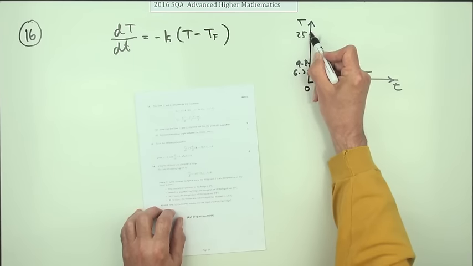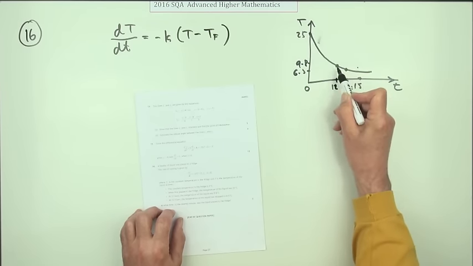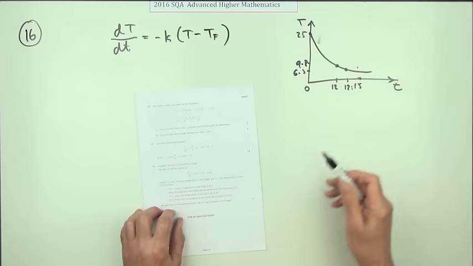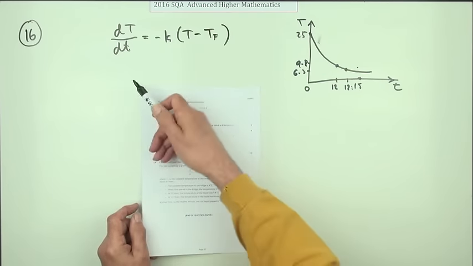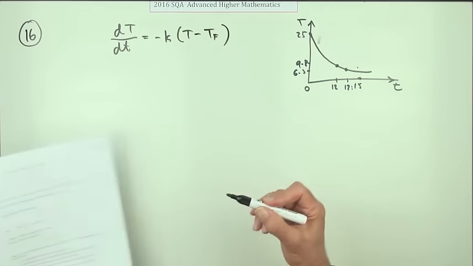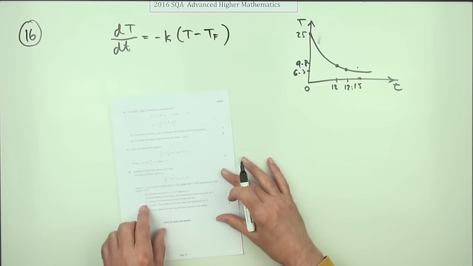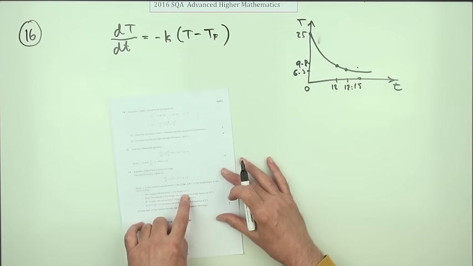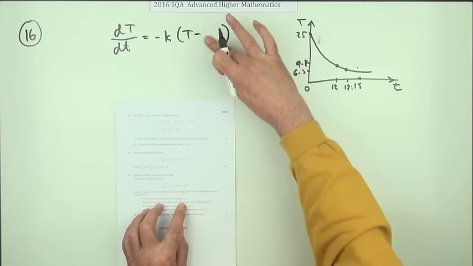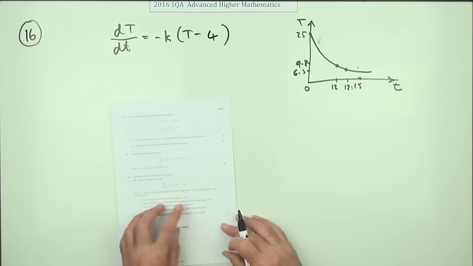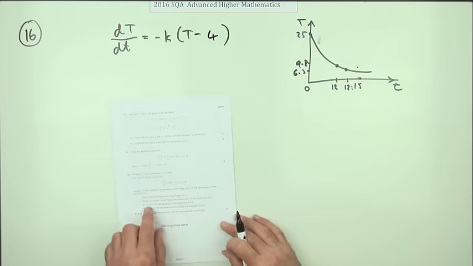But it looks like we've got enough information. These three dots should be enough to pin that curve down. So that must be enough information to try and sort this out. Well, before that, that's not the first step, because there's a bit of information going. The constant temperature in the fridge is 4. Well, you don't need that then. That's definitely a 4. And here's an initial condition.